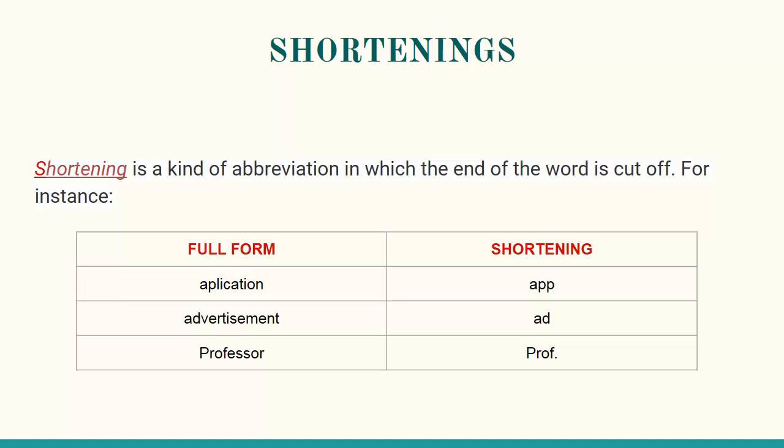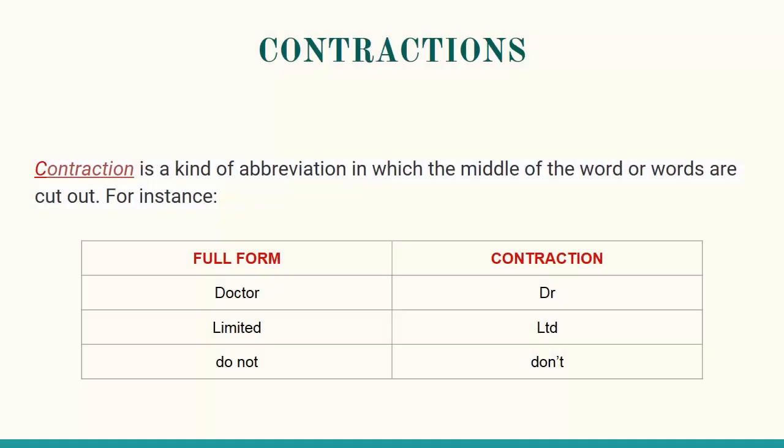Well, it's very clear that the ending of the word is cut off and the abbreviation is made with the first syllable. Then we have app, ad, and prof. The next one is contraction. Contraction is a kind of abbreviation in which the middle of the word or words are cut out.